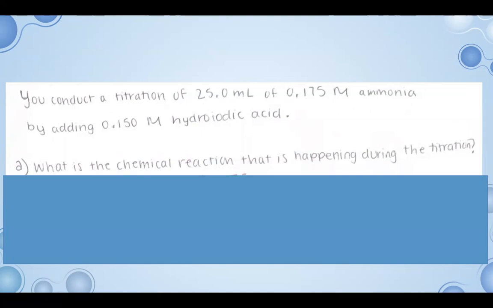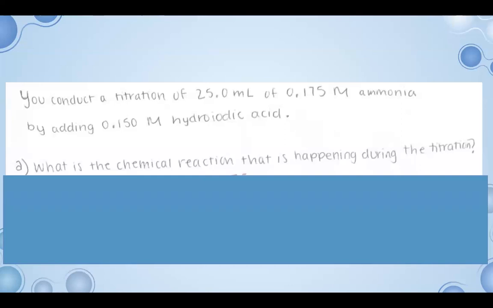So in this problem, we're given the volume of the analyte, the ammonia, which is 25.0 milliliters, the concentration of ammonia, which is 0.175 molar, so that's in moles over liter, and the concentration of the titrant hydroiodic acid, which is 0.150 molar, and which is once again in moles over liter. So I'm going to analyze each step A, B, and C as we go.